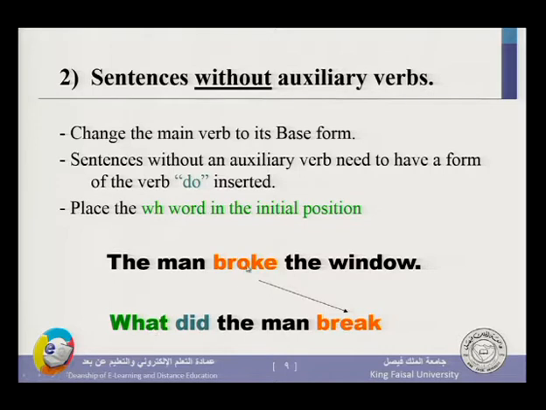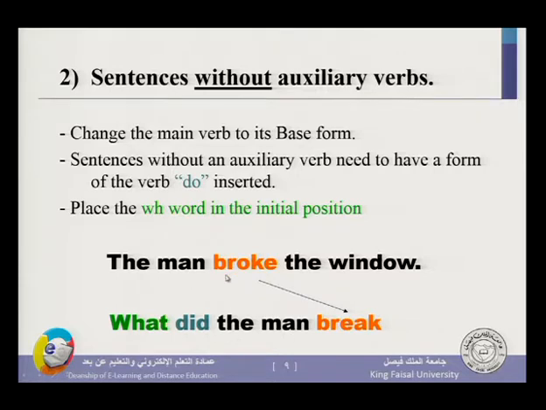Again, the past tense is manifested on did here, but break is in the base form. What did the man break? And the answer: the man broke the window. Alright, so again we start with the question word, what, and then we do the inversion, remember. The same here: did comes before the man, the subject. The auxiliary verb is before the subject: did the man.